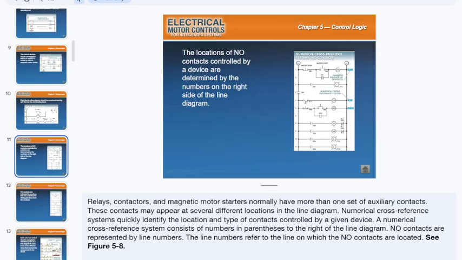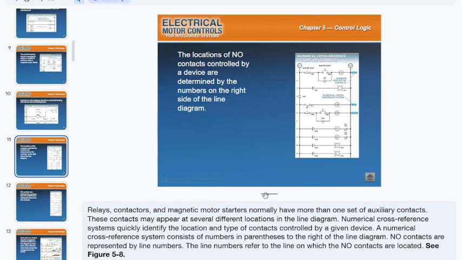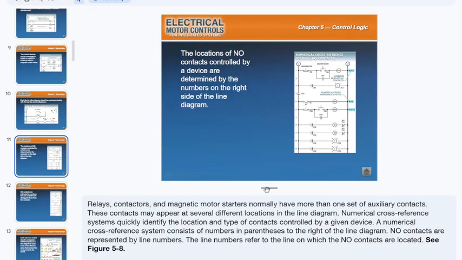So this first one here is talking about whenever you have a normally open contact, all right? This is about the contacts. You'll notice the first sentence here: relays, contactors, and motor starters normally have... It's unfortunate that they use the word normally, because of normally open, normally closed, but usually would have been better.